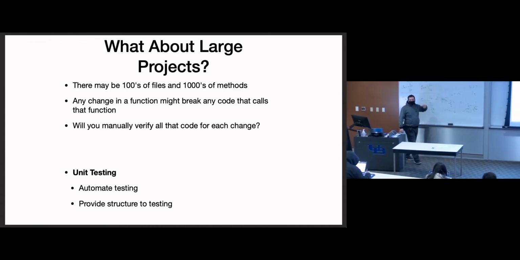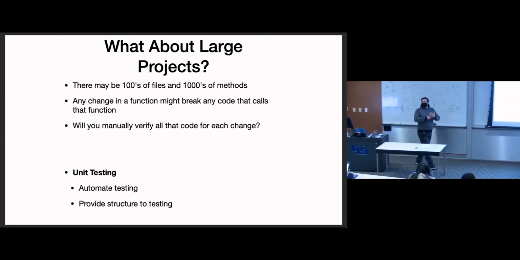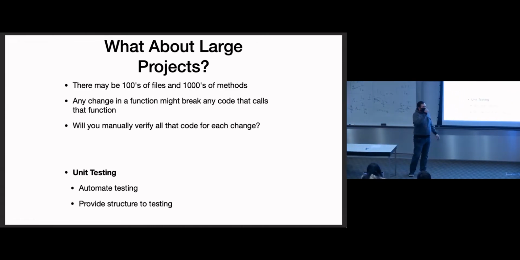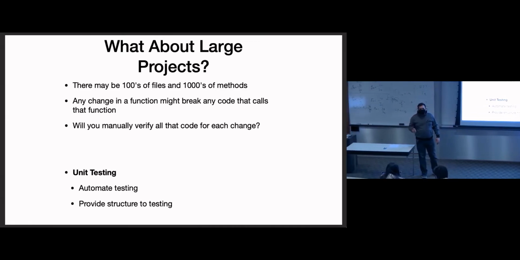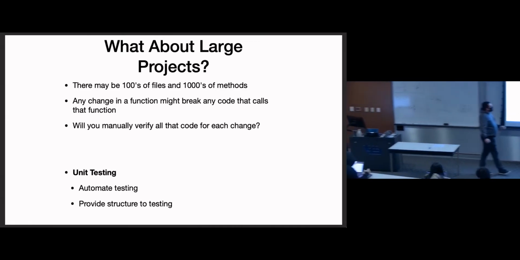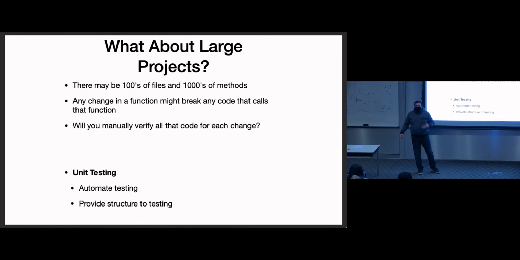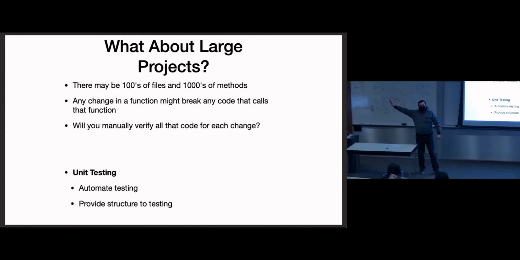What happens when you have a large project? The theme of this course is all about what happens when your projects get large. So what happens when you have hundreds of files, thousands of methods that you're testing? Every time you make a change in this project, are you going to run all of your main methods in all of these files and manually verify all of the output when you have that much code? Because you might have code over here that you changed that broke code way over here if this code calls that method at some point. You can have cascading failure in these programs.